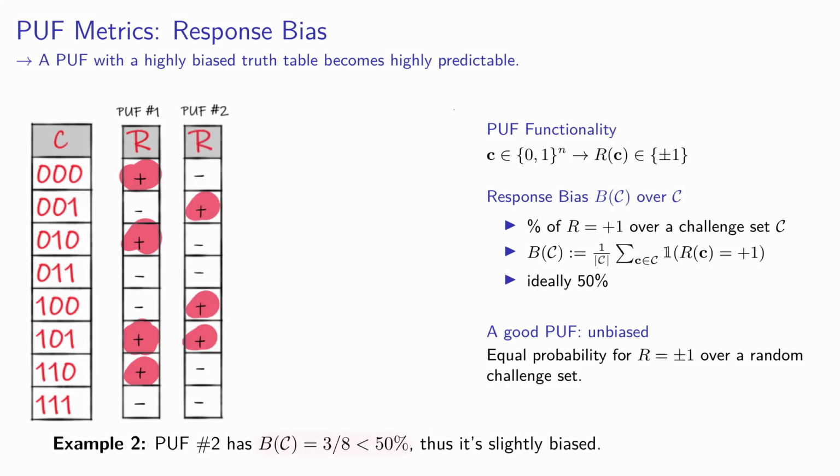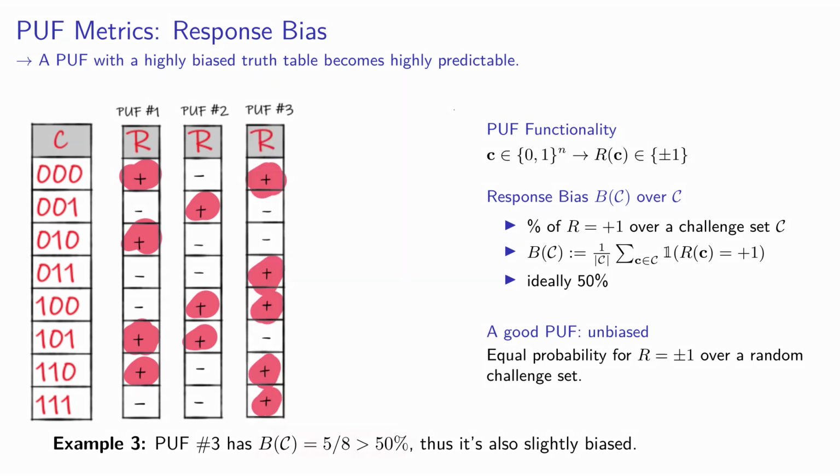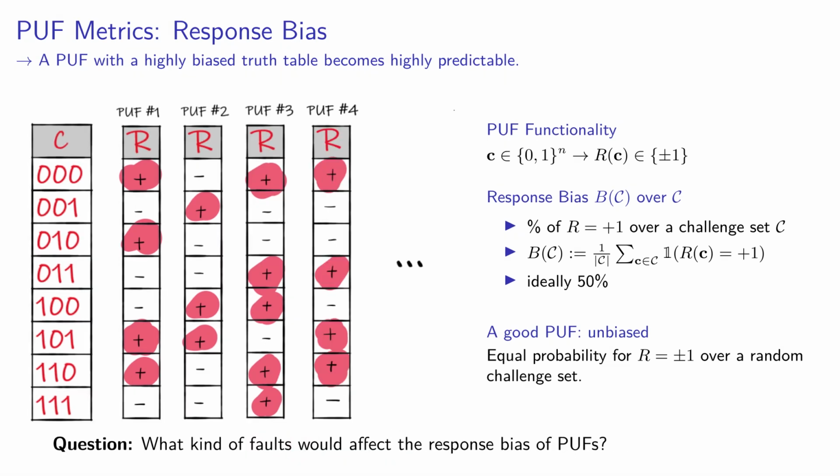PUF number 2 has 3 out of 8 positive responses, therefore it has a response bias less than 50%. In other words, it's biased to have more negative responses than positive. On the other hand, PUF number 3 has 5 out of 8 positive responses, so it has a response bias greater than 50%. An important question to consider for the manufacturing of good PUFs is what type of faults might cause their response bias to deviate far from 50%. Such a fault would make a PUF's responses easier to guess, which reduces its security.